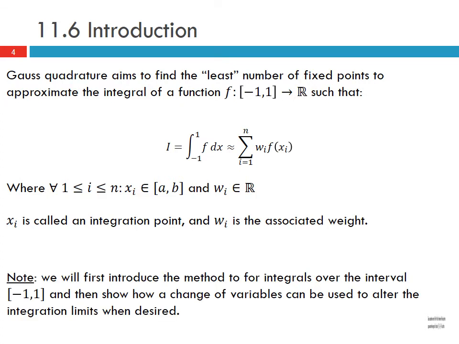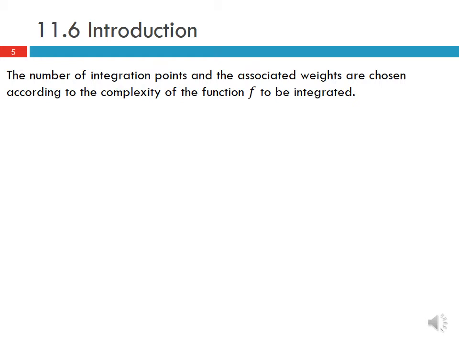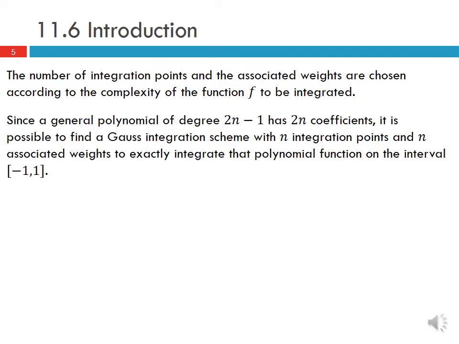So we're first going to introduce the method for integrals defined over the interval from -1 to 1 as shown here, and then we will show how to use a change of variables to alter the integration limits when desired. So the number of integration points and the associated weights are chosen according to the complexity of the function f to be integrated. Since the general polynomial of degree 2n-1 has 2n coefficients, it is possible to find a Gauss integration scheme with n integration points and n associated weights to exactly integrate that polynomial function on the interval from -1 to 1.